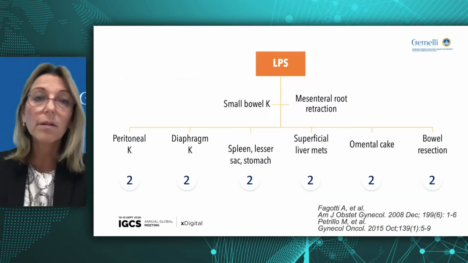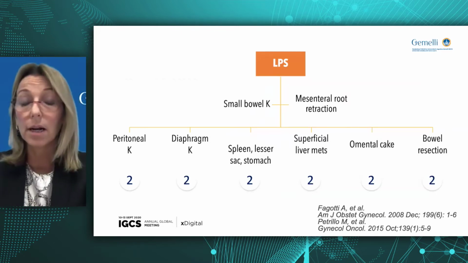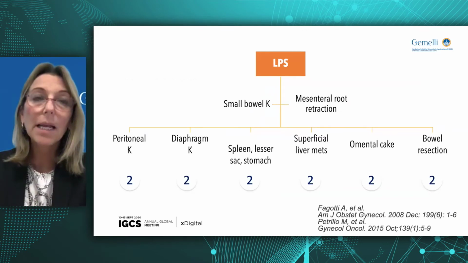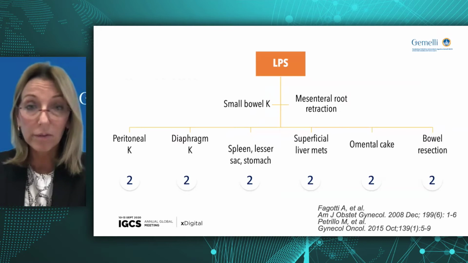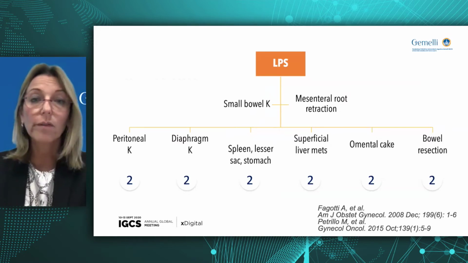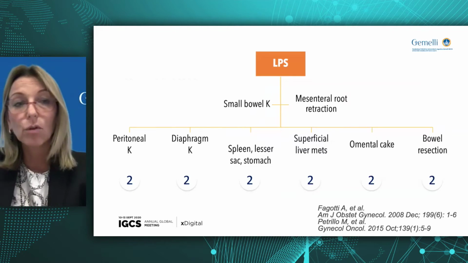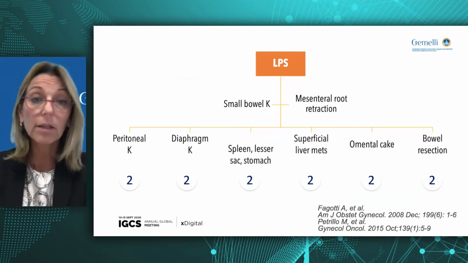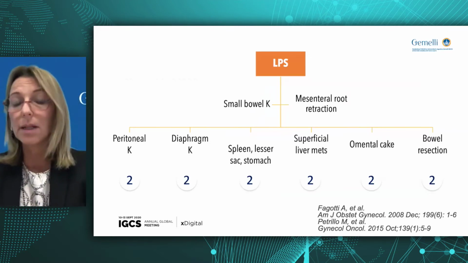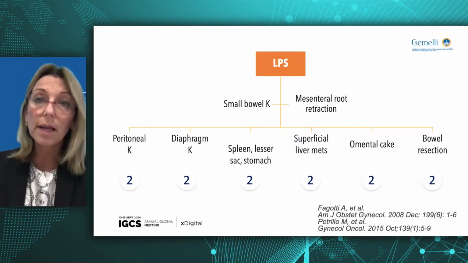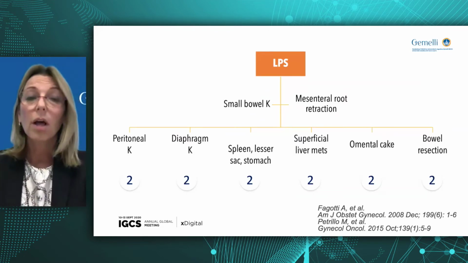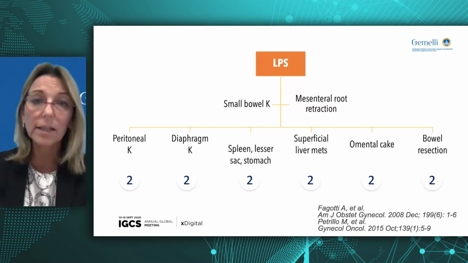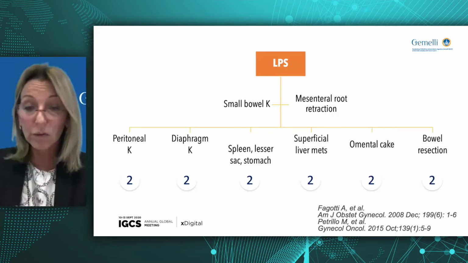First, we assess for the presence of small bowel carcinomatosis or mesenteric root retraction. Indeed, in our experience, we showed that these are the main limitations to achieve complete resection. Then we assess, of course, diffusion of disease, including presence of peritoneal carcinomatosis, diaphragmatic carcinomatosis. We assess the disease in the upper left quadrant, spleen, lesser sac, tract and stomach, superficial liver metastasis, omental cake, and the need of bowel resection except for anterior rectal resection. We have published some papers where we describe how to properly assess the positivity or negativity of these variables during laparoscopy.